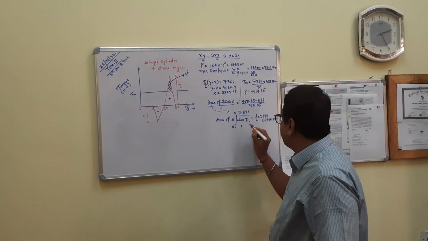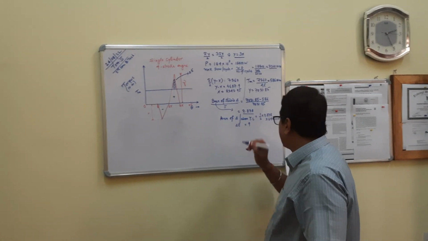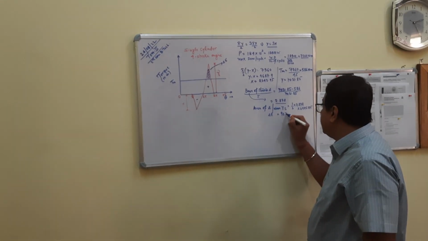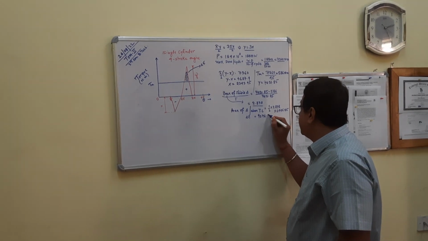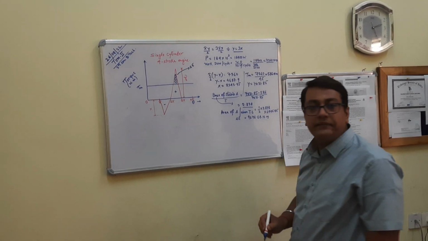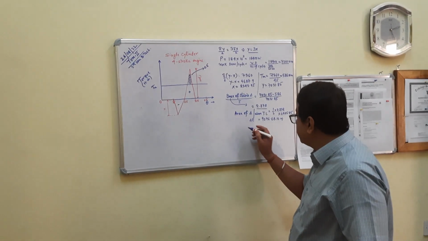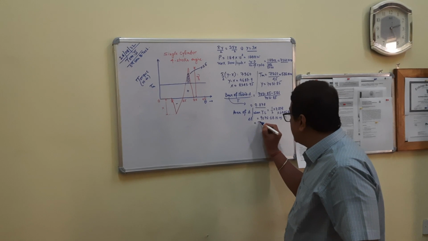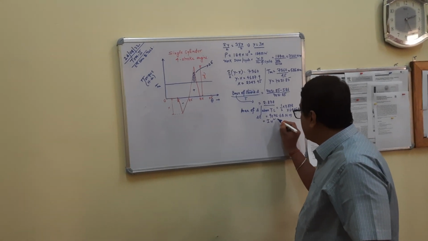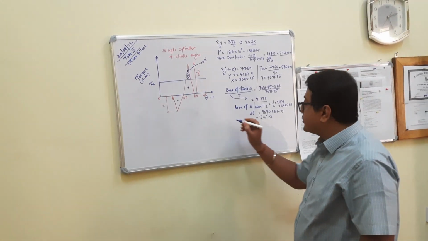So if you solve, the value comes out to be, you can try it yourself, 9076.68 Newton meter. So we have obtained delta E. We know that this delta E is also equal to I omega square into Ks. We have to find the value of I as per the question.